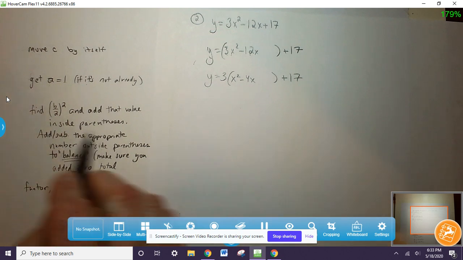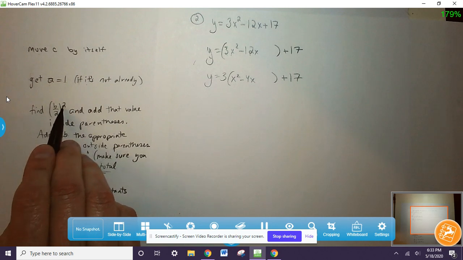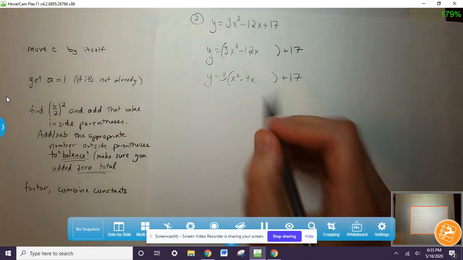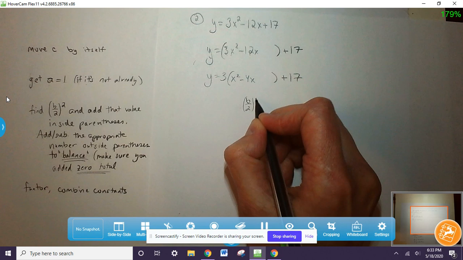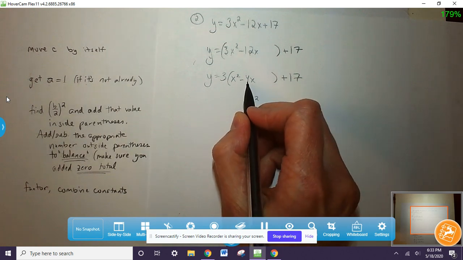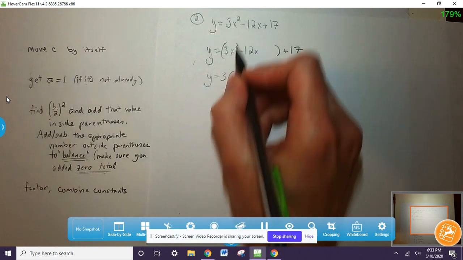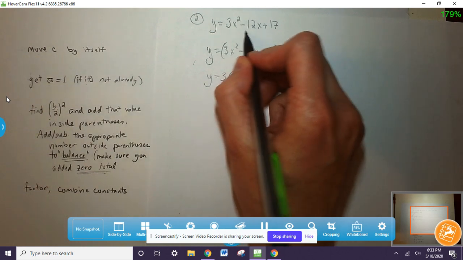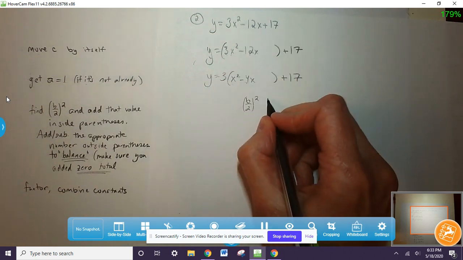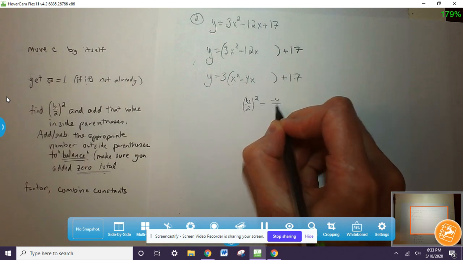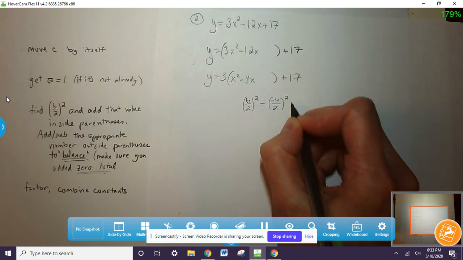Our next job is to find b over 2 squared and add that value here. When we find b over 2 squared, we need to use this b right here, whatever's in there after we factor out the a. So we don't want to use negative 12 here. We want to use negative 4. I call it the new b. So we use the new b. You're going to divide it by 2 and then square.